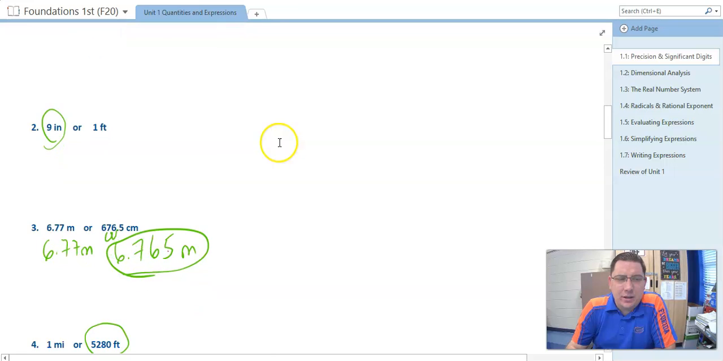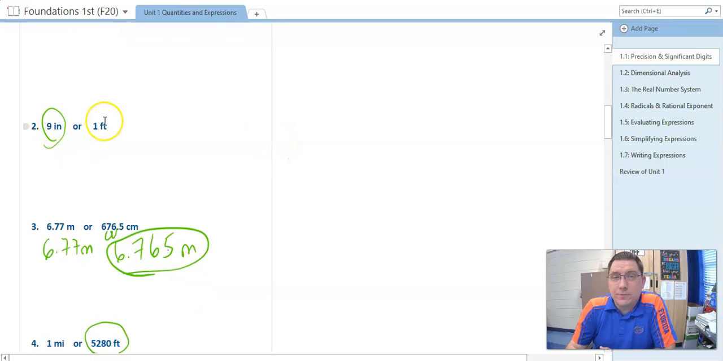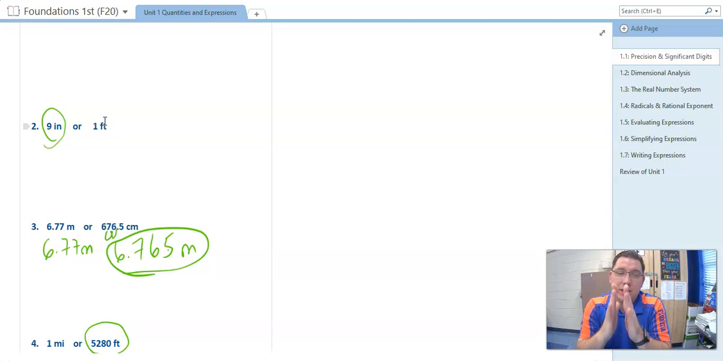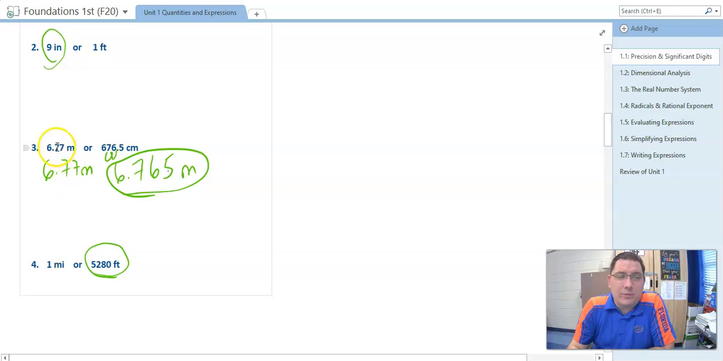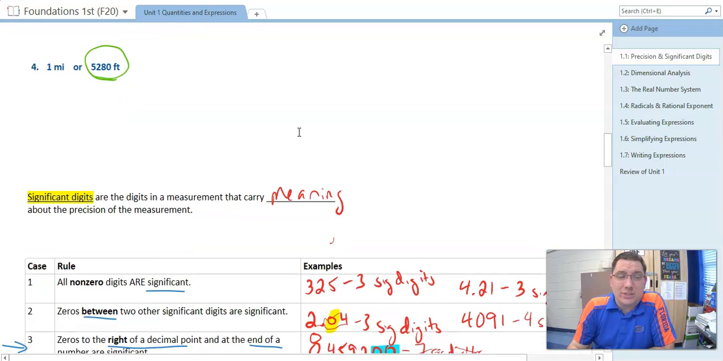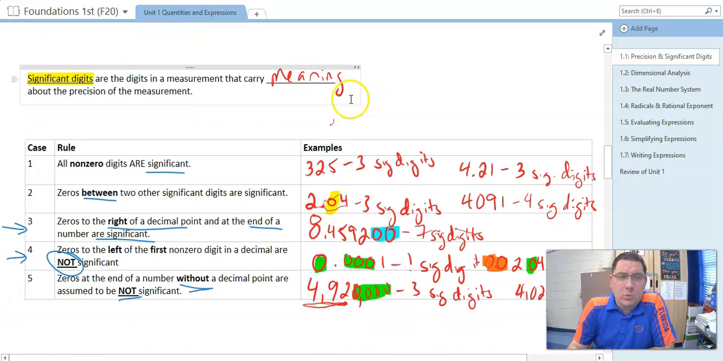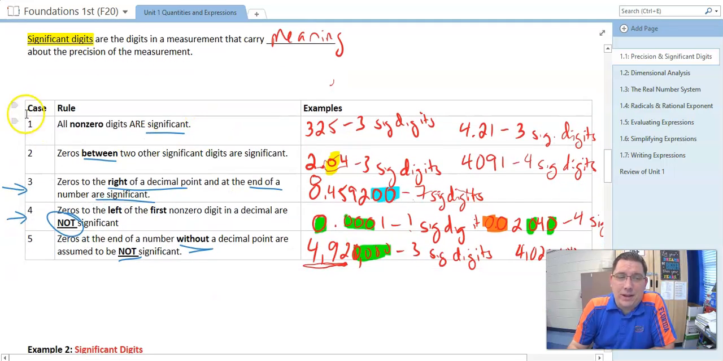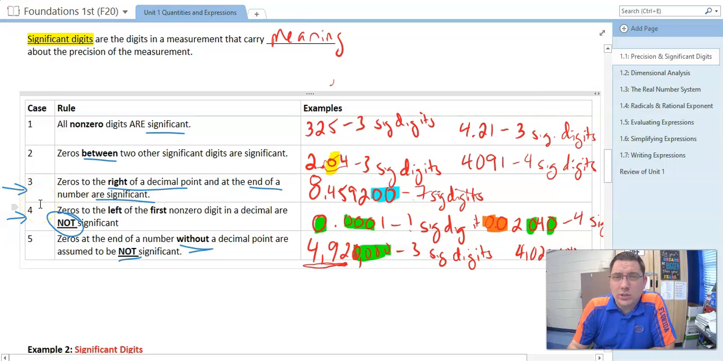When we look at 9 inches to 1 foot, again, an inch is a smaller unit compared to feet, and so inches are more precise. Remember that if we have different units, the best thing to do is convert them to the same unit, and we'll see which one is more precise in the end. Remember, significant digits are digits that carry meaning about the precision of the measurement. And we had 5 cases, or 5 rules, that we dealt with.